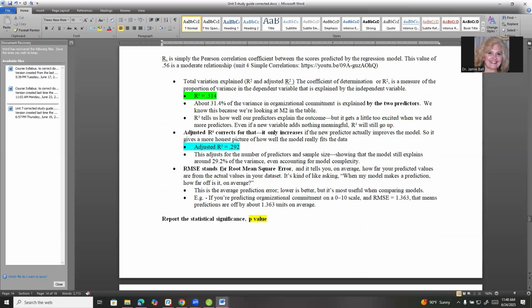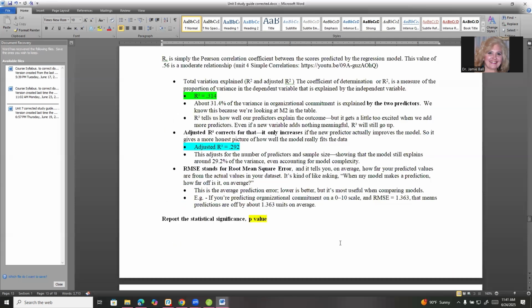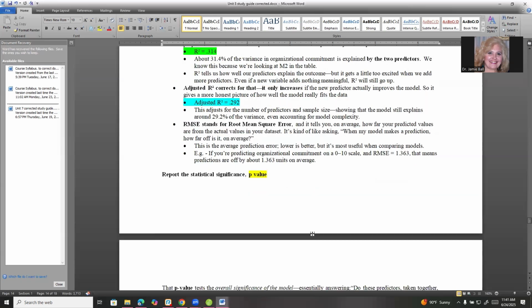Now, RMSE stands for root mean square error. This tells you how far your predicted values are from the actual values in your data set. Okay, so if you look at mine, RMSE on model 2, mine is 1.363. This means that each prediction for mine is off by about 1.363 units for each score, on average.